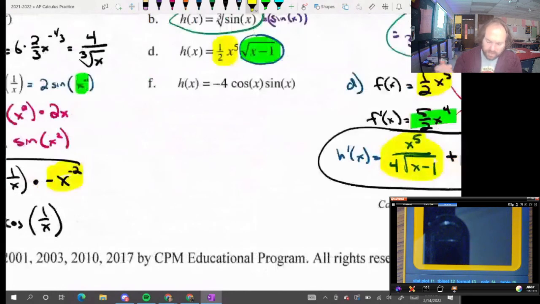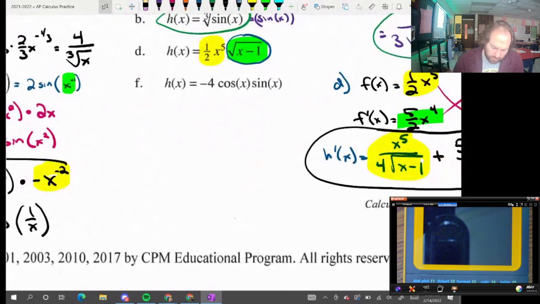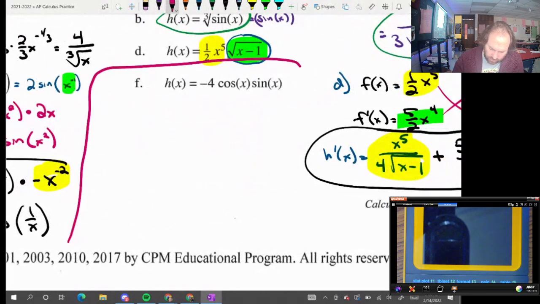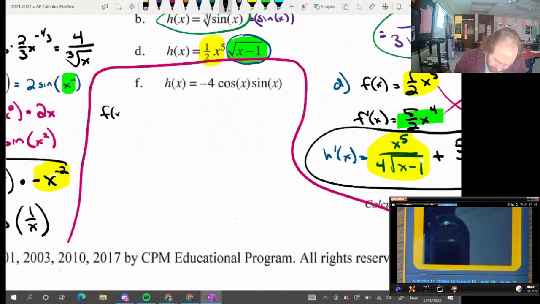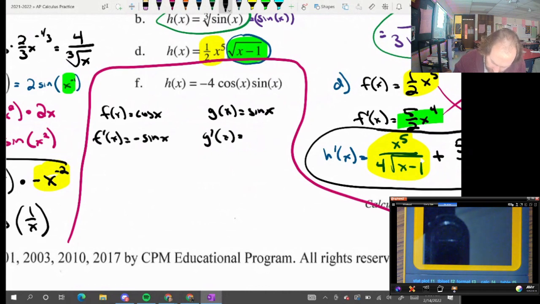And then finally, we have another product rule problem. Let's go ahead and section off some area to work with this one. Again, you can ignore the negative 4 until the very end, which is what I'm going to do. Or you can leave it as part of your first chunk, doesn't matter. F of x is equal to the cosine of x. G of x is the sine of x. So f prime is equal to the negative sine of x, and g prime is equal to cosine of x.